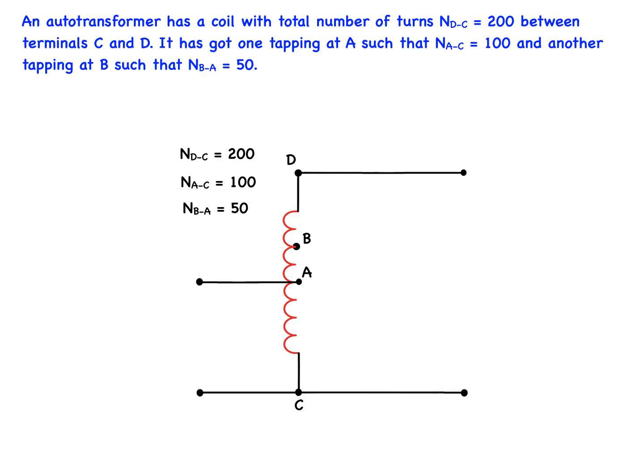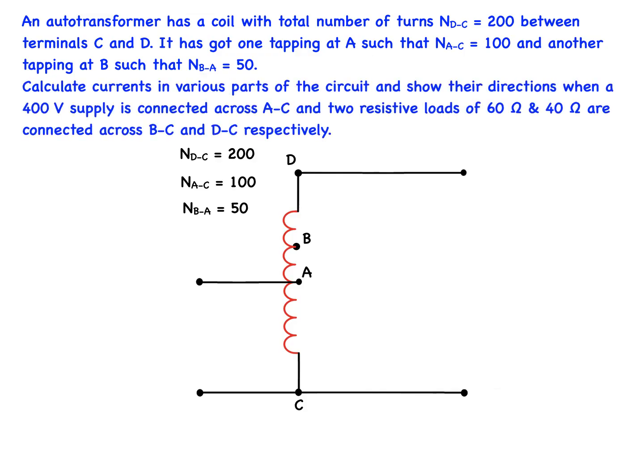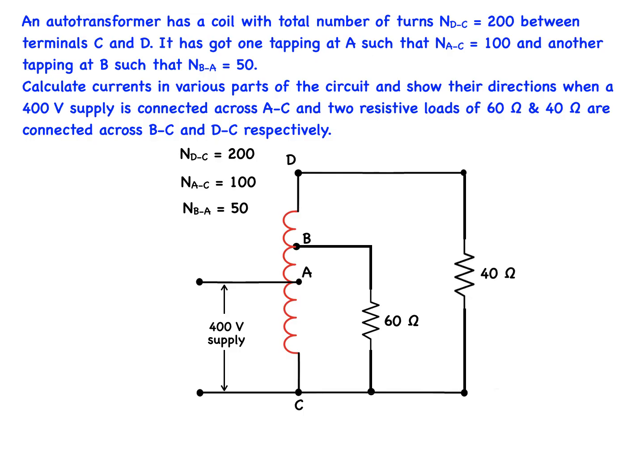Our task in this problem is to calculate the currents in the various parts of the circuit and show their directions when a 400 volt supply is connected across terminals A to C, and two resistive loads, 60 ohms and 40 ohms, are connected across BC and DC respectively.